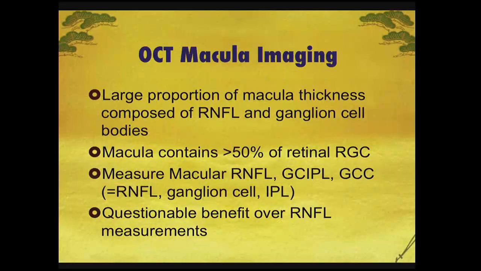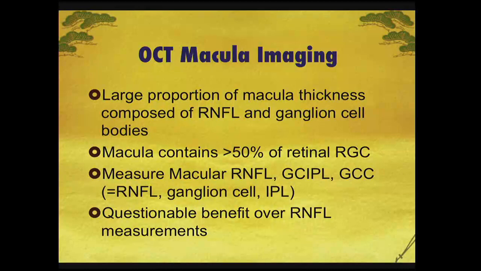There's also now imaging of the macula. The reason this may be beneficial is that a large proportion of macula thickness is composed of retinal nerve fiber layer and ganglion cell bodies, and the macula contains over half of the retinal ganglion cells.